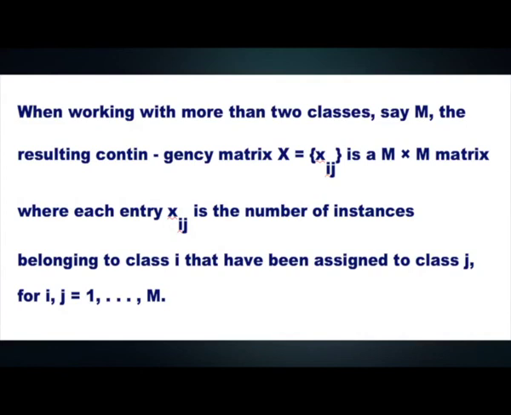When working with more than two classes, say for example M, the resulting contingency matrix is X equals Xij. It is an M cross M matrix where each entry Xij is the number of instances belonging to class i that have been assigned to class j, for i, j equal to 1 to M.